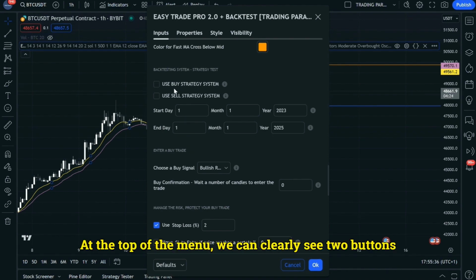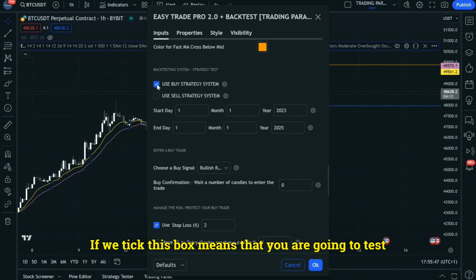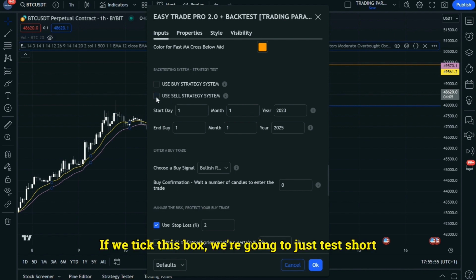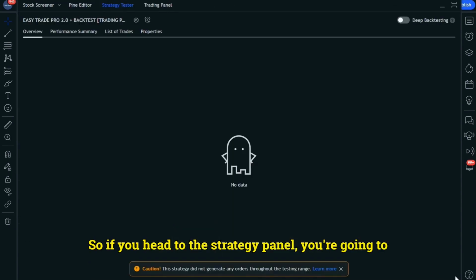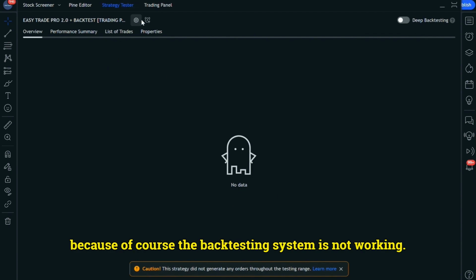At the top of the menu, we can clearly see two buttons: use buy strategy system and use sell strategy system. If we tick this box, it means that you're going to test only long positions. If we tick this box, we're going to test only short positions. If we check both boxes, we're going to have a combination of long and short position tests. But if these boxes are not ticked, it means that the backtesting system is not working. So if you head to the strategy panel, you're going to see a caution: this strategy does not generate any orders, because of course the backtesting system is not working.